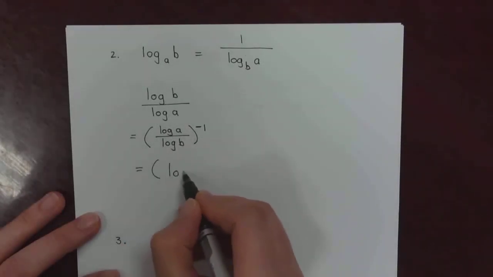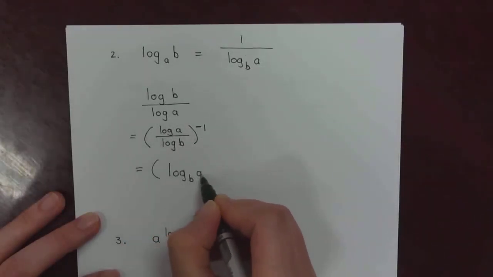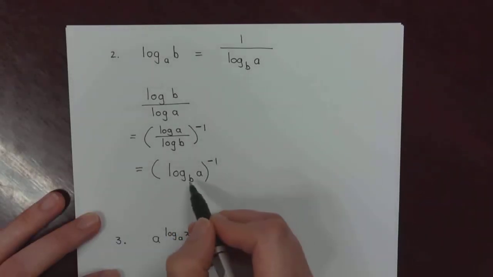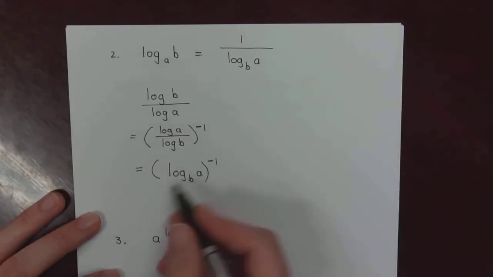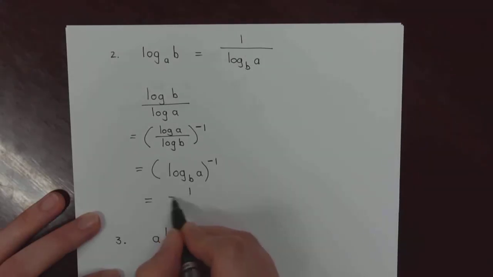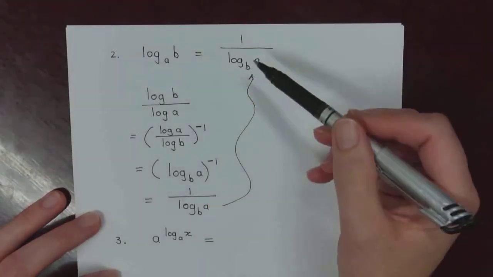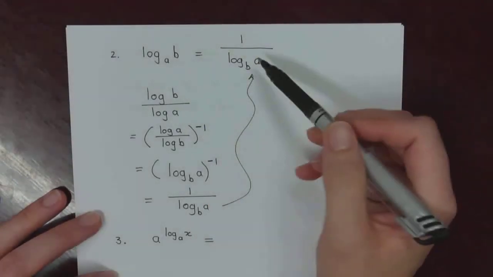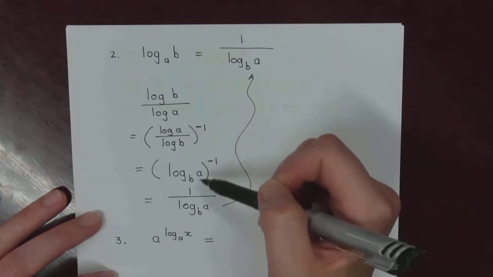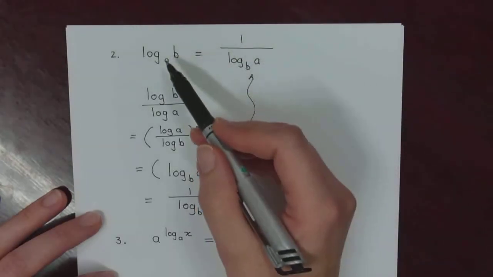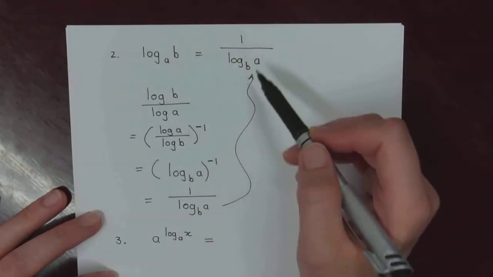I end up with the log of base b of a. But it's to the power of negative 1, which means it should actually be 1 over log of base b of a, which is exactly where this comes from. So this is a very nice deduction. Again, you don't need to know this entire proof. You just know that I can swap the base and the number if I go 1 over.